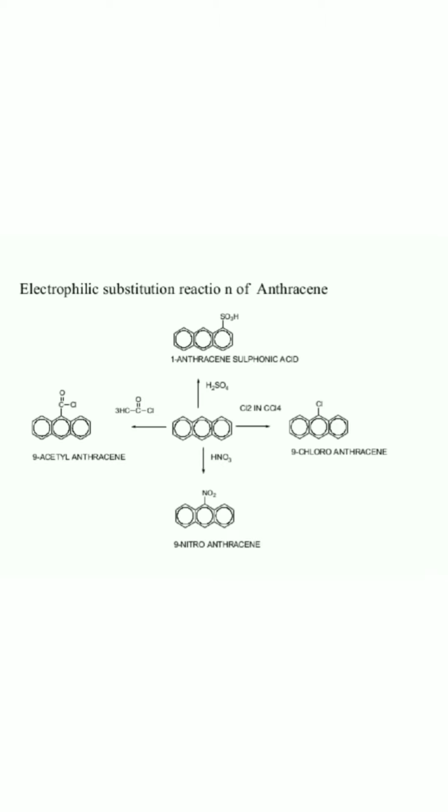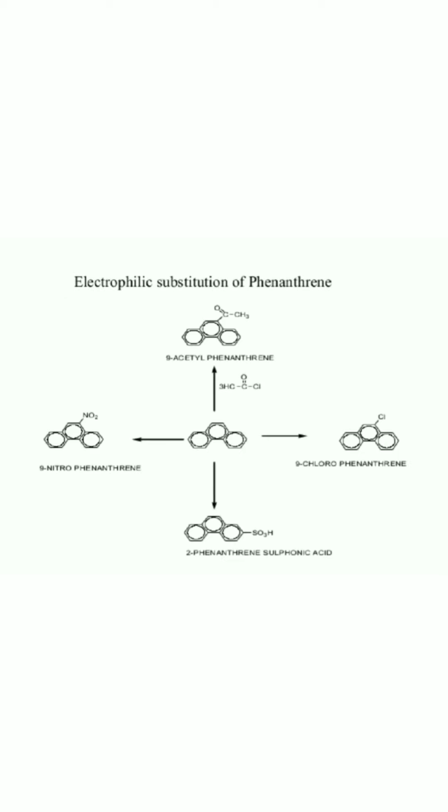The electrophilic substitution reaction of anthracene will occur at the 9 position and the 1 position. We can see anthracene sulfonic acid when it reacts with sulfuric acid. It will react with chlorine in CCl4 to form the chloro product. If we react with nitric acid, then nitro. If we react with CH3COCl, then it will form an acetyl group. The same reactions follow with phenanthrene. We can see the same chemical reagents we have used to form the substituted products.